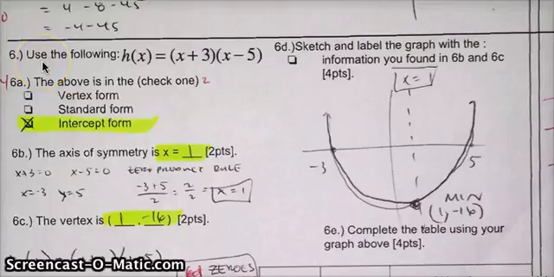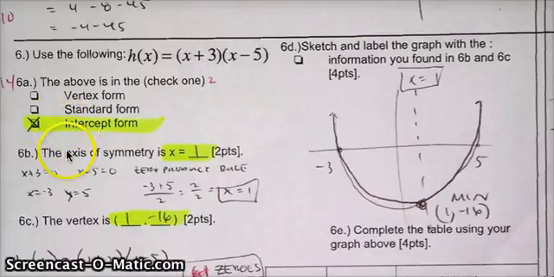For question number 6, it says use the following h of x. Don't be scared with this. This is just function notation. If you're scared, you can just change that to a y value. So I have x plus 3 and x minus 5. These are in parentheses, so that means they're binomials, or we call that factored form or intercept form.